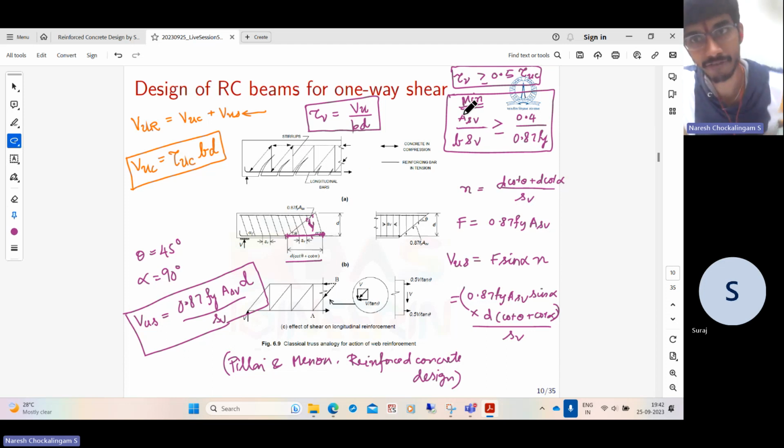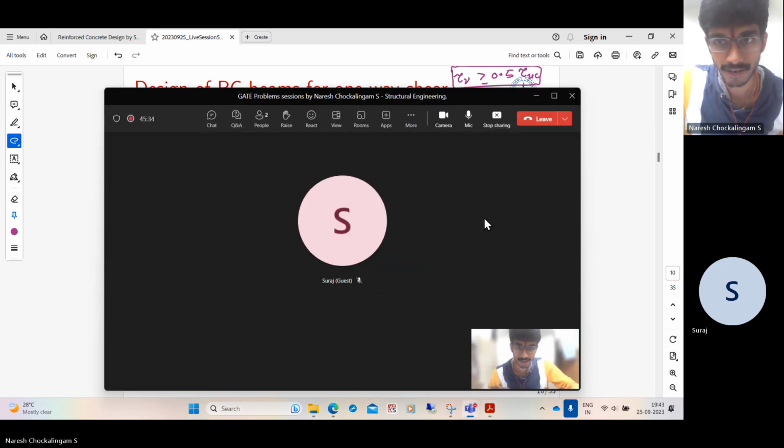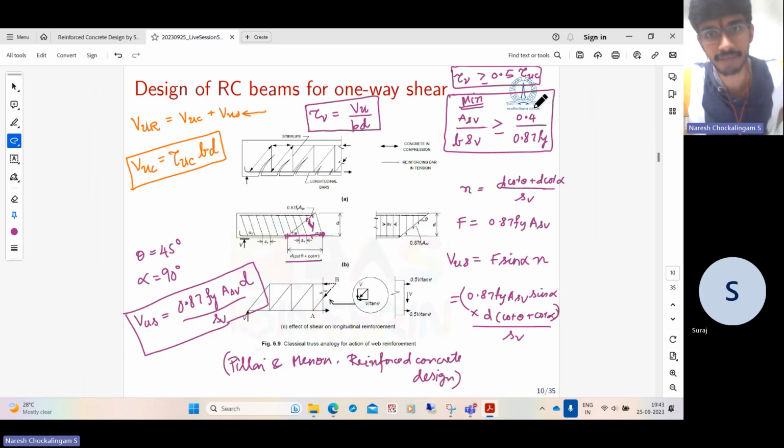We don't provide shear reinforcement in slabs because typically the nominal shear stress in the section of a slab is less than half of the shear strength of concrete. So this is the minimum shear reinforcement. These are the basic things. It's only one left, but if you have any doubt, please feel free to interrupt and ask me.